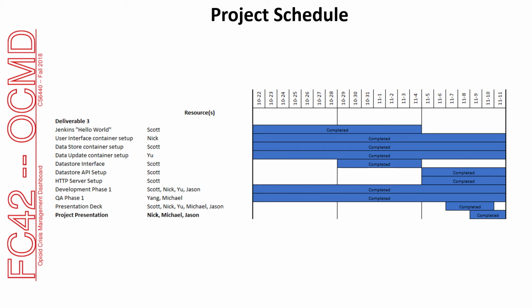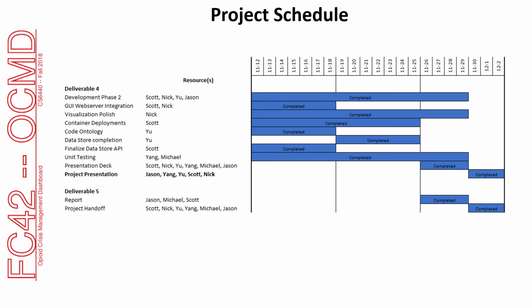We started development and QA in D3. We set up check-ins, set up user interface, data store and data update containers, built the data store API, and set up the HTTP server in D3. In D4, we continued development and unit testing. We finished the GUI web server integration, visualization polish, container development, and code ontology development. We completed the data store and finalized the data store API. Upon finishing up our report in D5, we're ready to hand off this project to our mentors.